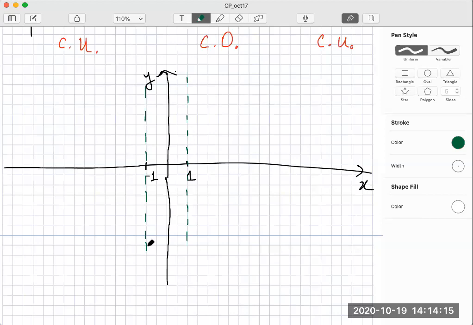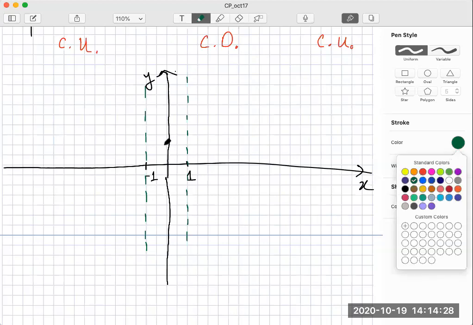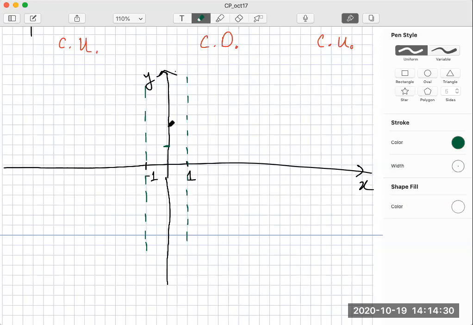Then we draw the vertical and horizontal asymptotes. These are the vertical asymptotes, right? And the horizontal asymptote is at 2, right? Two is right here. So this is the horizontal asymptote. So let us use the dashed line for the asymptotes. Okay.